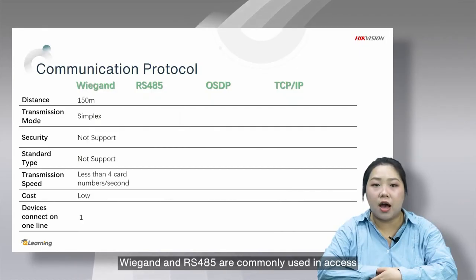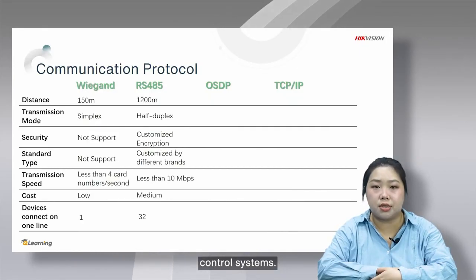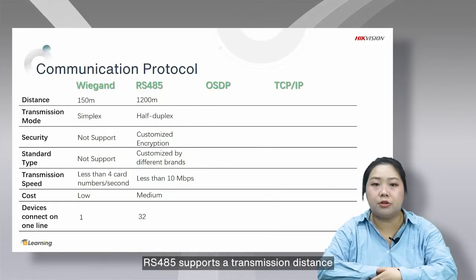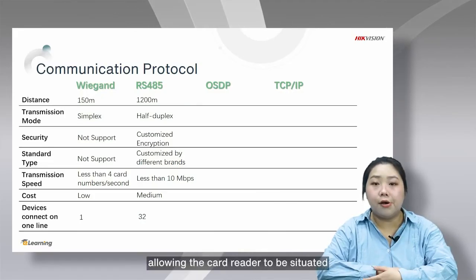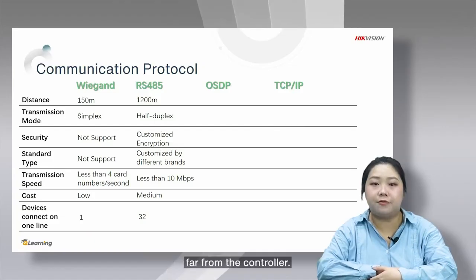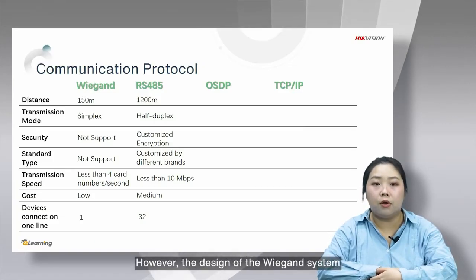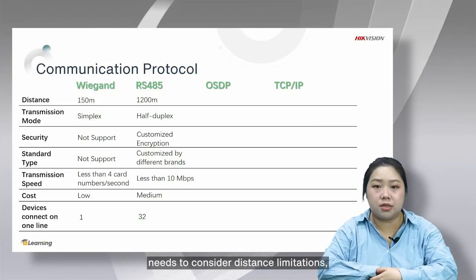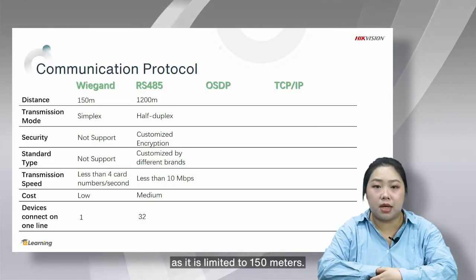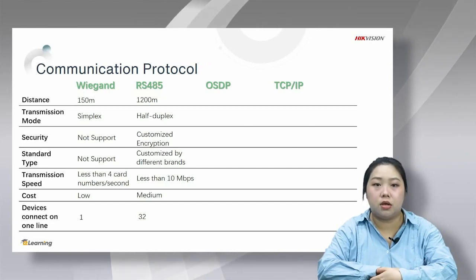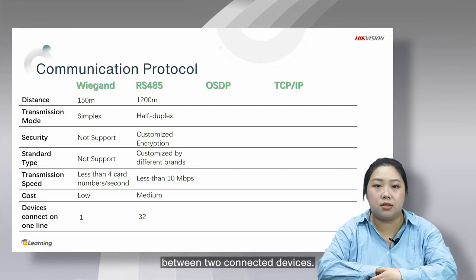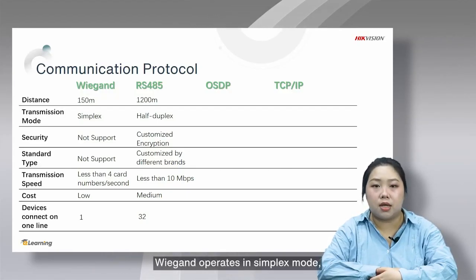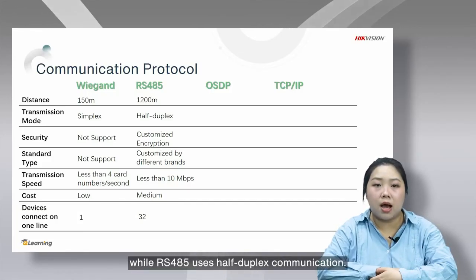Wiegand and RS485 are commonly used in access control systems. RS485 supports a transmission distance of up to 1,200 meters, allowing the card reader to be situated far from the controller. However, the design of a Wiegand system needs to consider distance limitations, as it is limited to 150 meters. The transmission mode defines the direction of signal flow between 2 connected devices. Wiegand operates in simplex mode, while RS485 uses half-duplex communication.